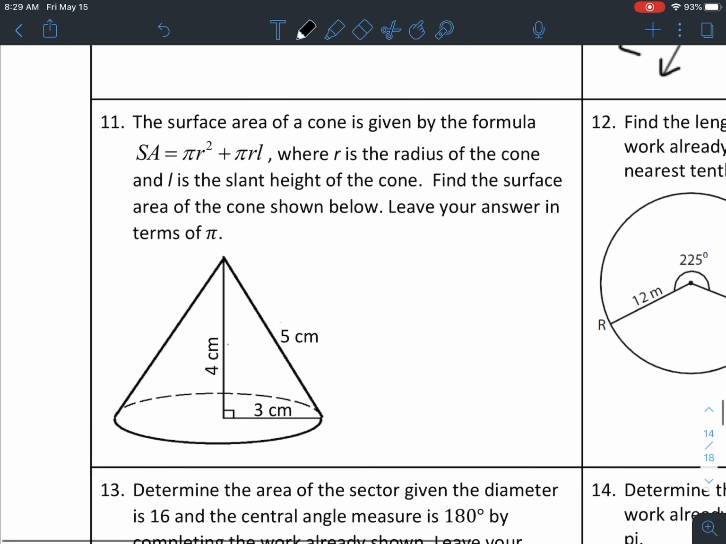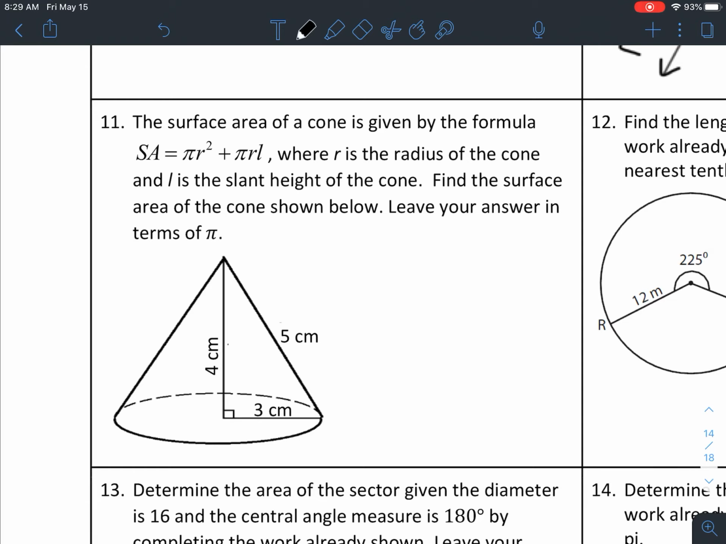Let's do this one, 11. The surface area of a cone is given by the formula SA is equal to pi radius squared plus pi radius length, where r is the radius of the cone and L is the slant height of the cone. Find the surface area of the cone below. Leave your answer in terms of pi.